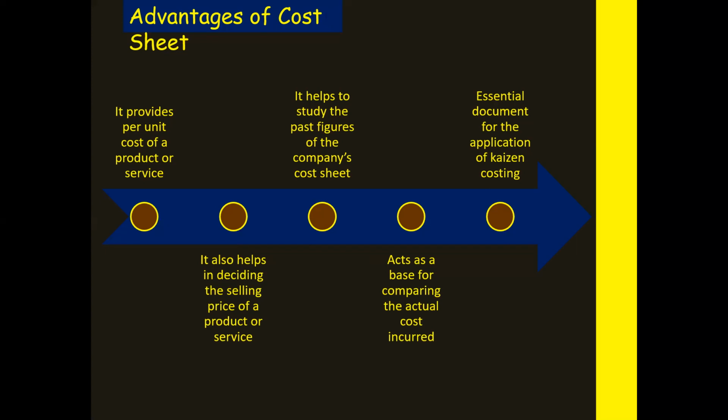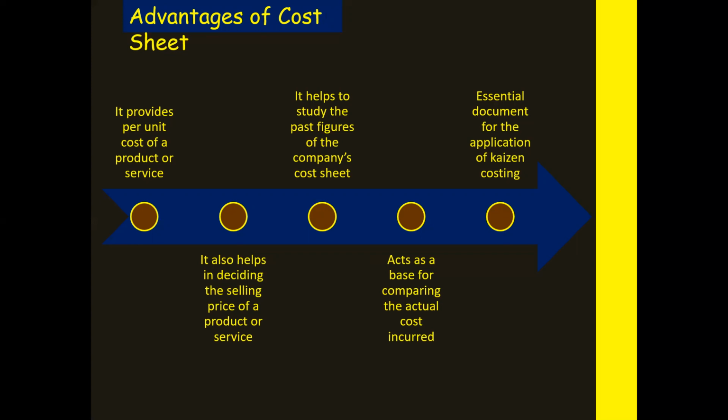The objectives and advantages are somewhat similar, but the cost sheet serves a very important role because it helps the business and the company to increase their competitiveness. They can compare their cost sheet with other companies, and they can reduce their cost as well. It gives them competitive analysis, and it helps the company to reduce their cost.